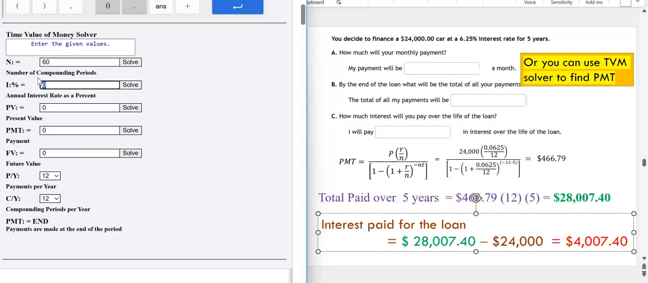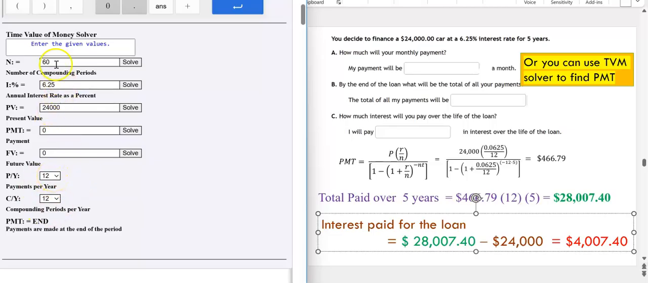The interest rate is 6.25. You type it as it is, not in decimal form: 6.25 as 6.25%, because there's a percent sign here. The present value, called the loan here, is $24,000. PMT is what we need to find. Future value, we don't have anything, so we don't worry about that. Payments per year and compounding periods per year are the same, which is 12, so it's monthly.